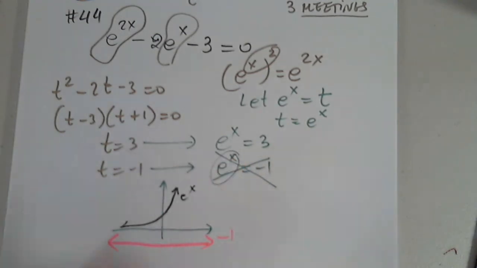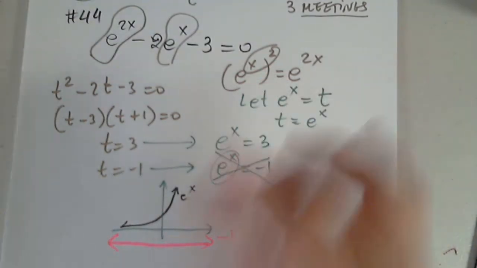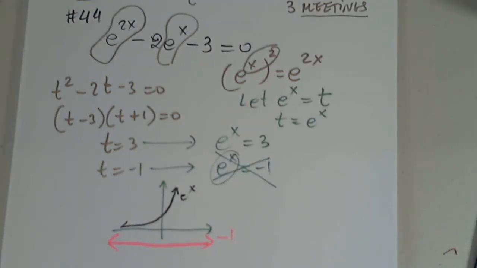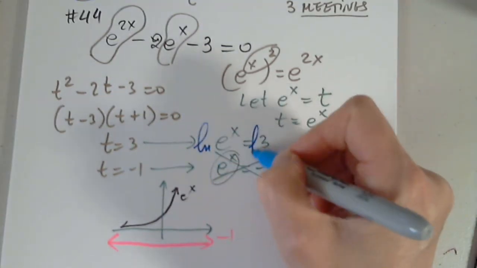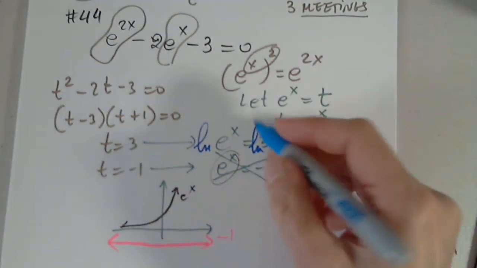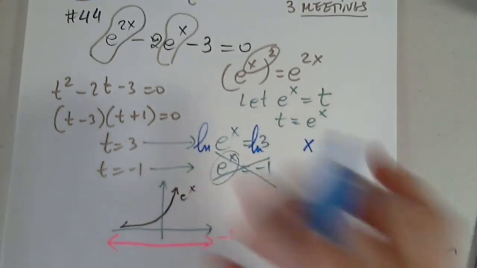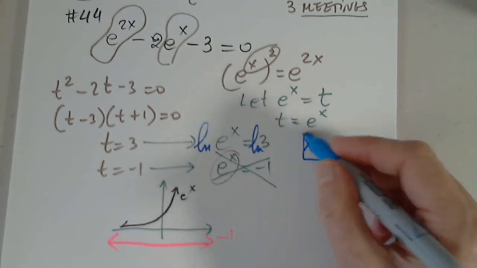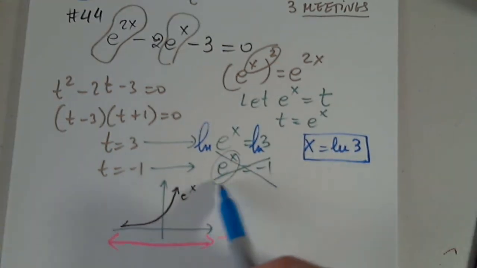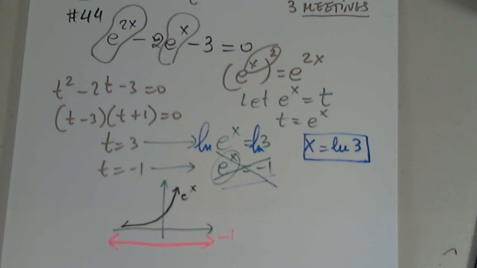But the first one does. How do I find x in this equation? What should I do to both sides? Anyone? We apply natural log. We know that natural log e is 1, so the answer is natural log 3. And this is the only answer. There are no solutions coming from here.